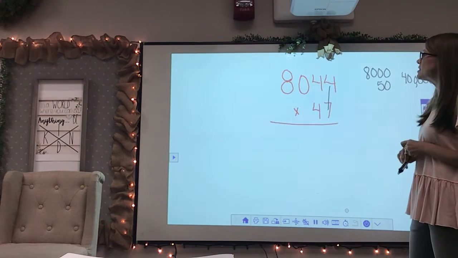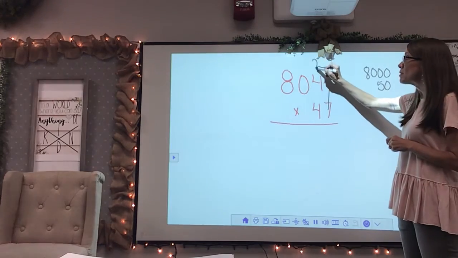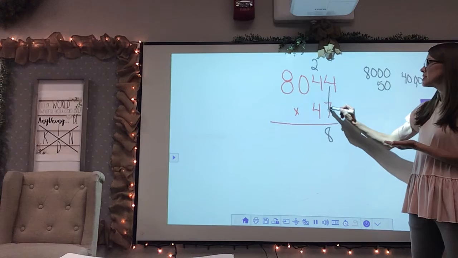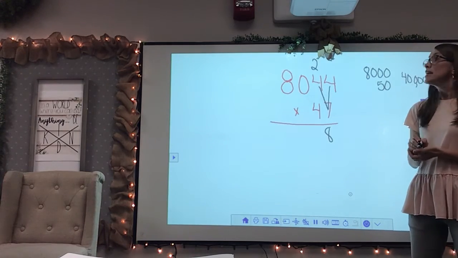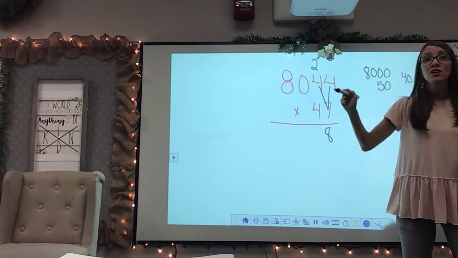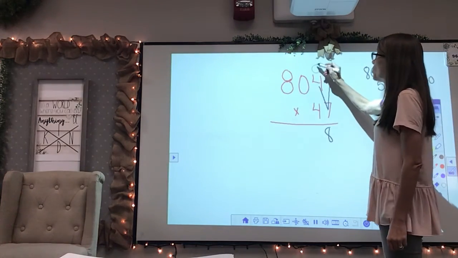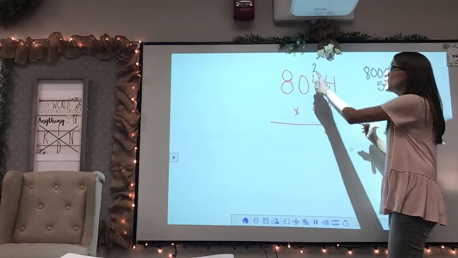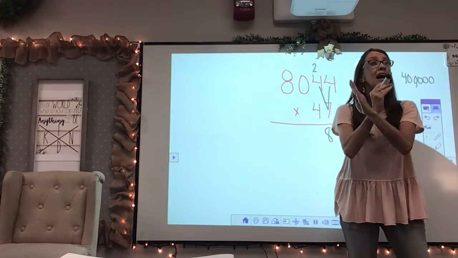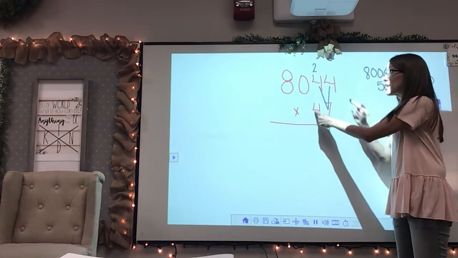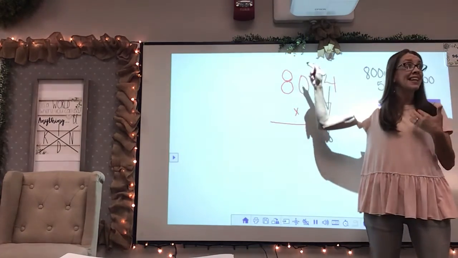7 times 4 is 28. You always carry the 10 spot and put the 1 spot down here. 7 times 4 is 28. Something that is very important with this number, okay, I'm gonna write it a little bit smaller: when you add it, either cross it out or circle it so you know it's been used. Because then when you go to this one and you're carrying, you might add it again.